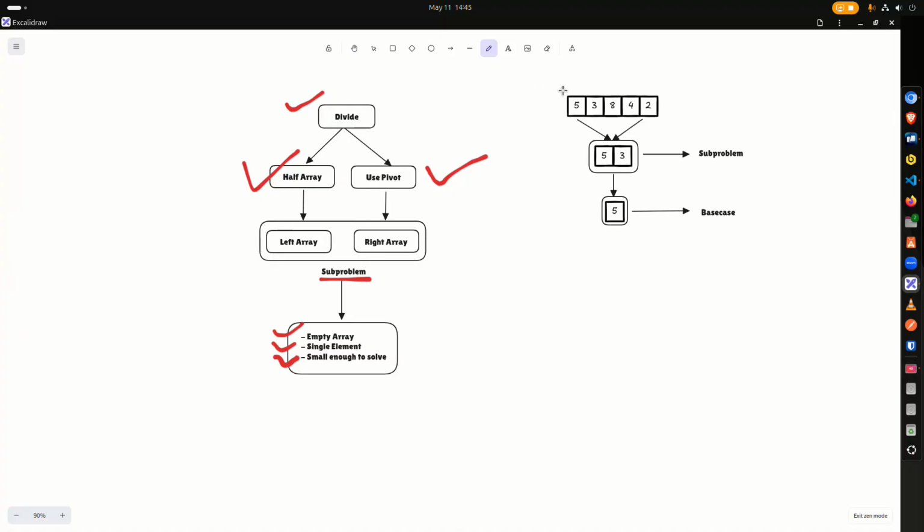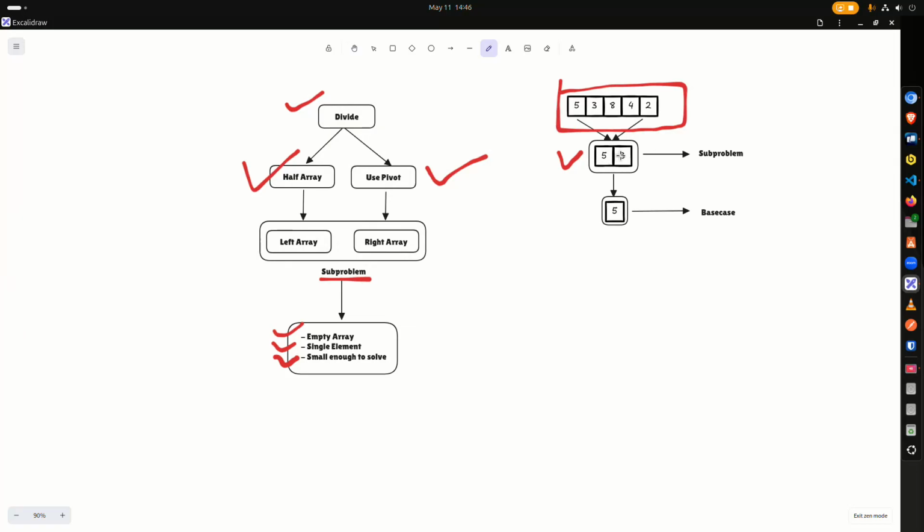Consider this array. This is our big problem. Our problem is that given an array, we want to sort this. But how do we do that? I want you to learn about the technique where we can divide this into a sub problem. So let's understand this. Let's take two elements from the array. If we take two elements, how easily can we solve them? How easily can we sort them?